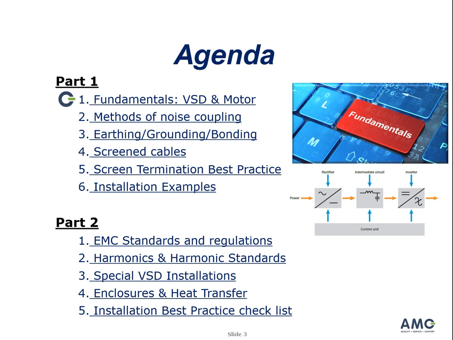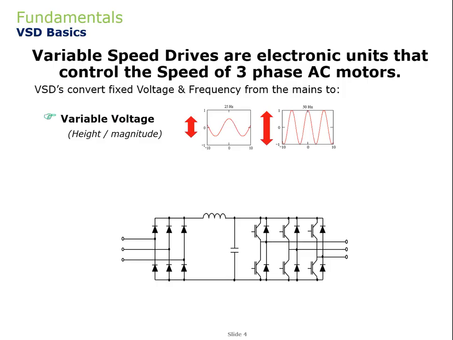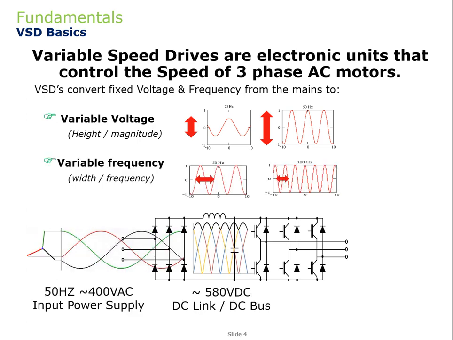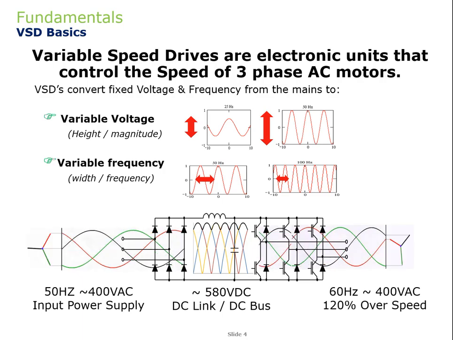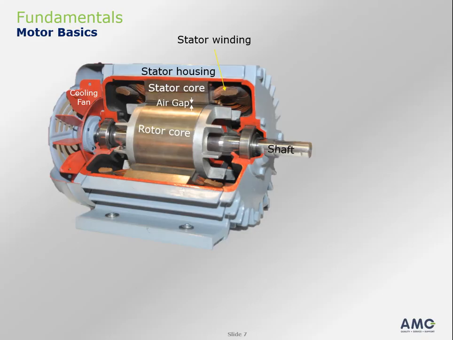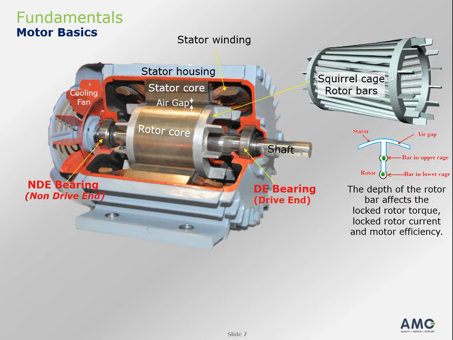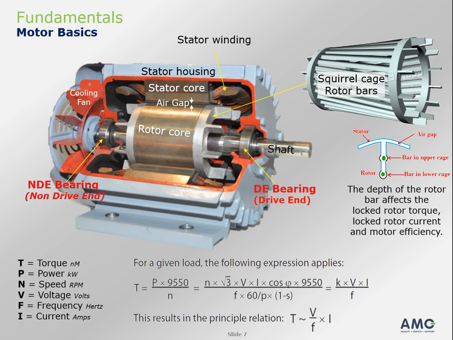Here's the full agenda. It's quite a bit to get through in the 2.5 hours. We look at the fundamentals of variable speed drives, how they're made up, what they do, and how they control the speed of a motor. And we also look at the DNA of a motor, what makes that up, and how the rotor bars, voltage, frequency, and current affect the torque.